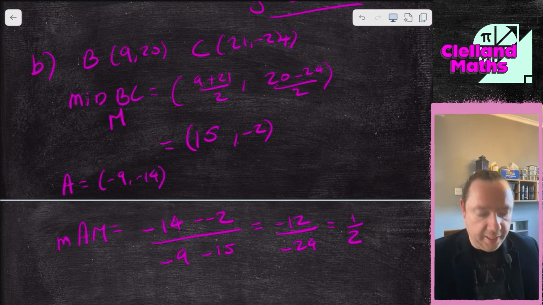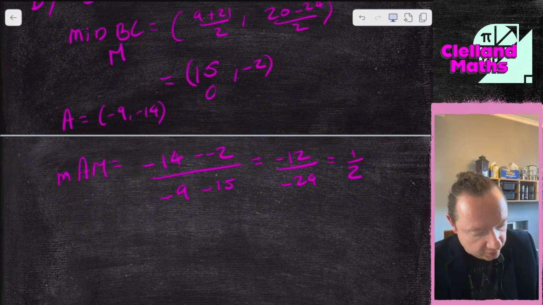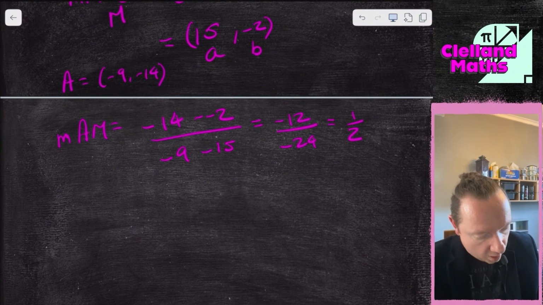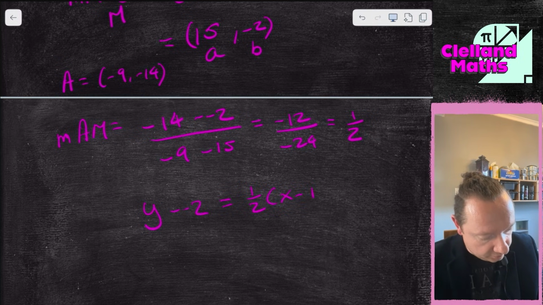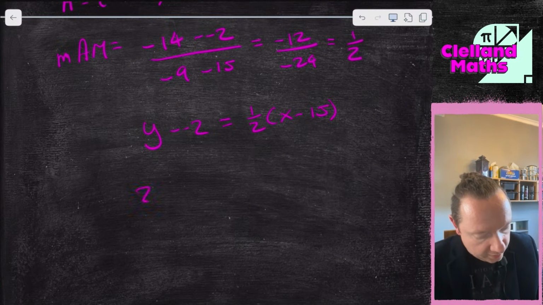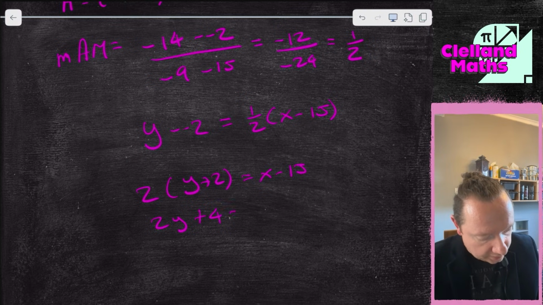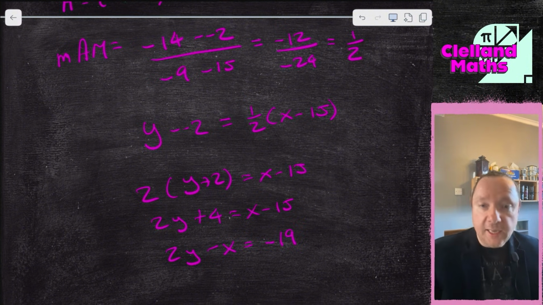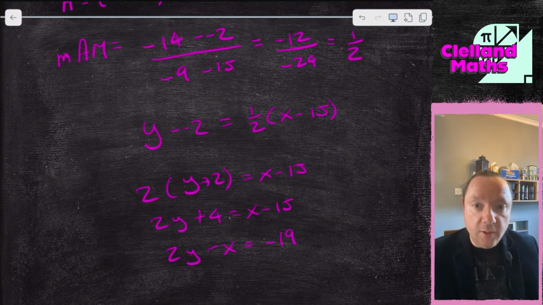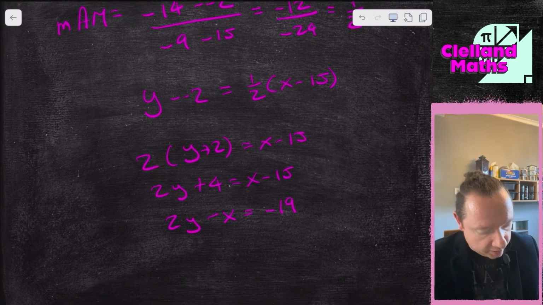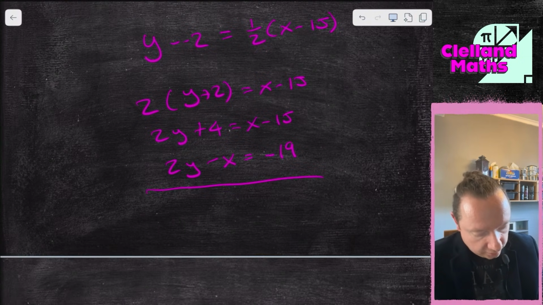So then use a point, A or M. I'll just use this one. y minus minus 2 equals a half (x minus 15). Take the 2 up then. 2(y plus 2) equals x minus 15. So we've got 2y plus 4 is x minus 15, or 2y minus x equals minus 19. And that's an acceptable way to leave it. You can leave it as y equals if you want, which might be handy for this question, but I'm not going to. I'm going to do it a different way.